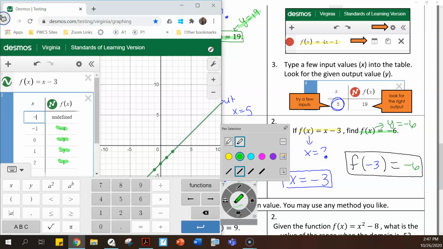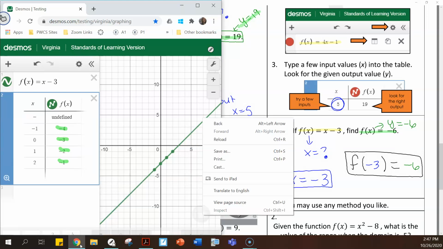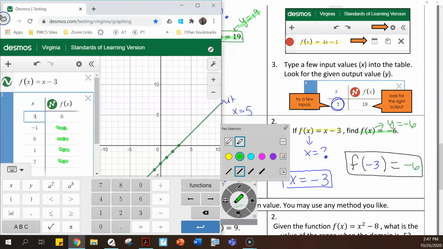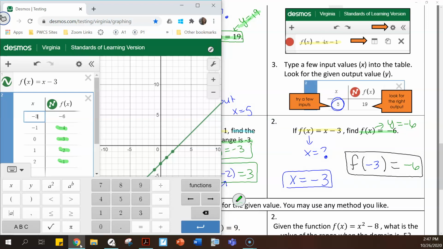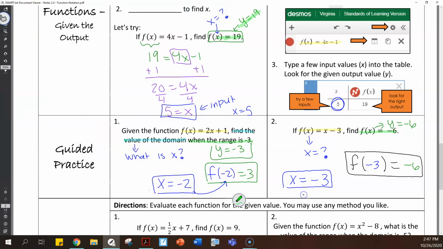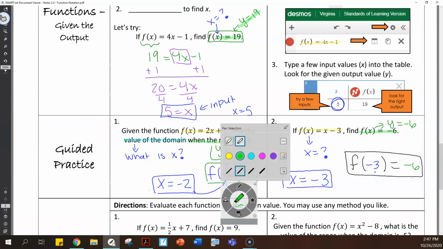I can try 3. Let's say I tried 3 and see if that works for me. No, that gives me 0. That's too high. Let's try negative 3. So in this one, I get negative 6. That's what I'm looking for. So I'm looking for where y is negative 6. When y is negative 6, x is, excuse me, negative 3. So in this case, x equals negative 3 is what I'm looking for. You may see it written as x equals negative 3. You may see it written as f of negative 3. Remember, your input value goes inside the parentheses. Equals negative 6, the output value that they gave me.